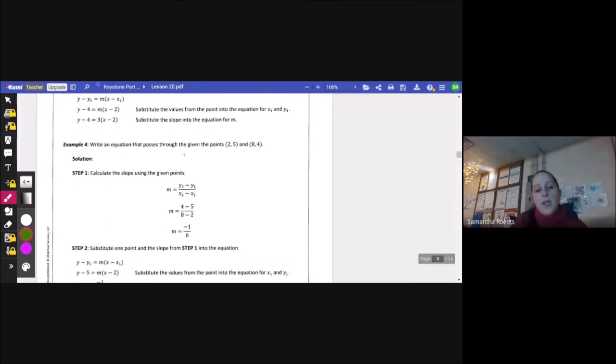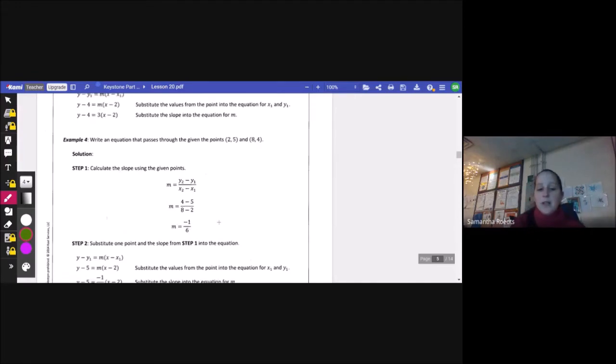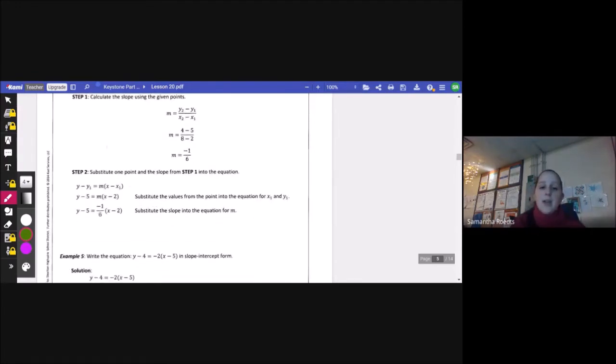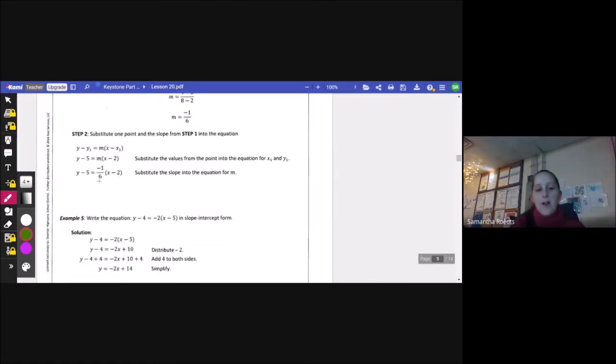Example 4, write an equation that passes through the given points (2, 5) and (8, 4). So the first thing I need to do is find the slope. When I do that, I get negative 1/6. Then I substitute that in to my point-slope form and solve. So I get y minus 5 equals negative 1/6 times (x minus 2).